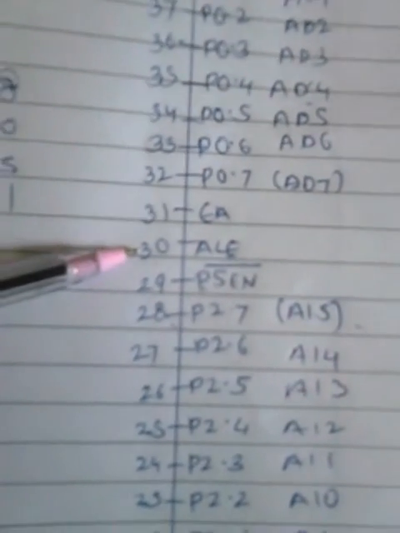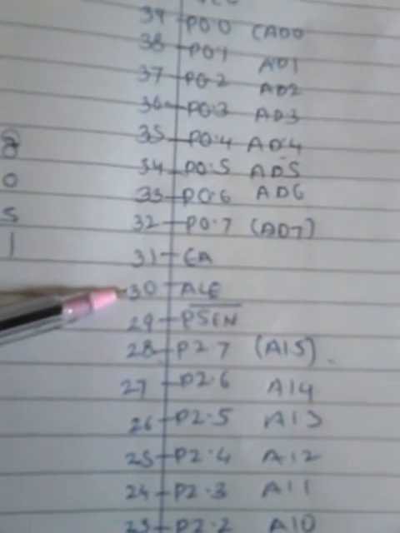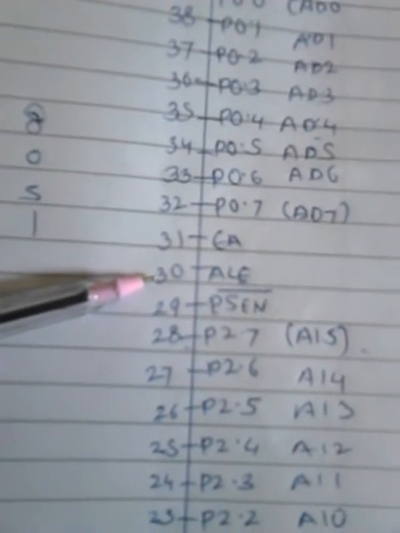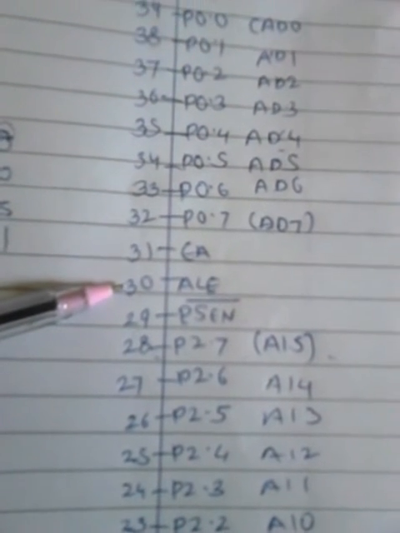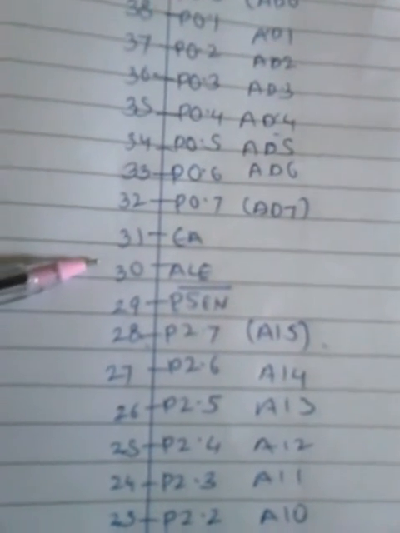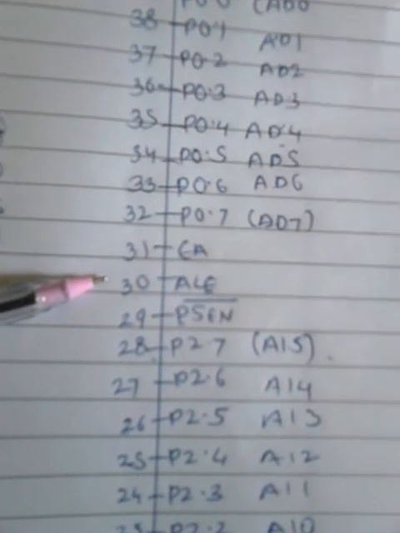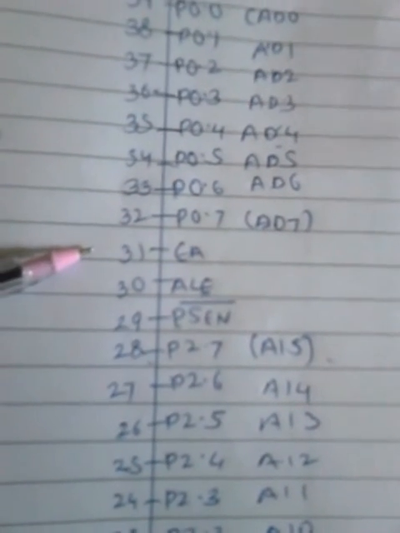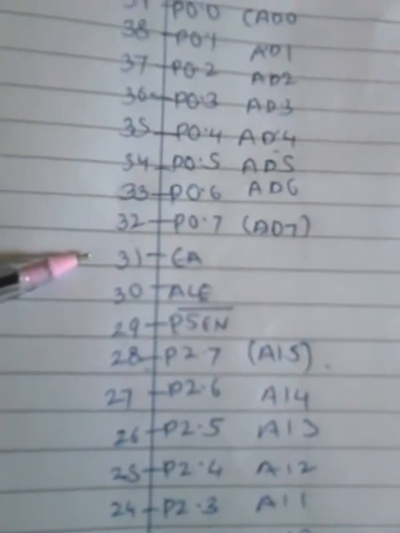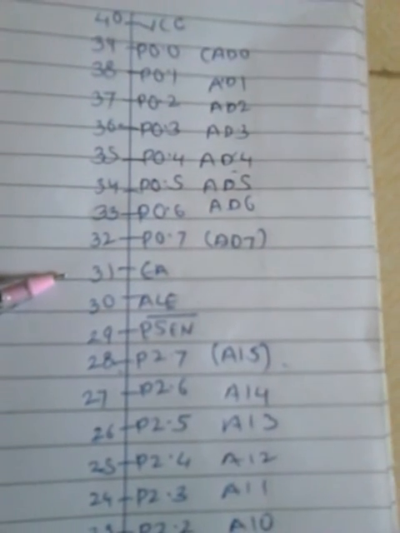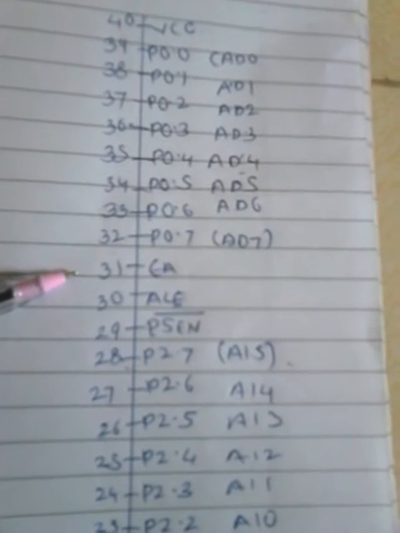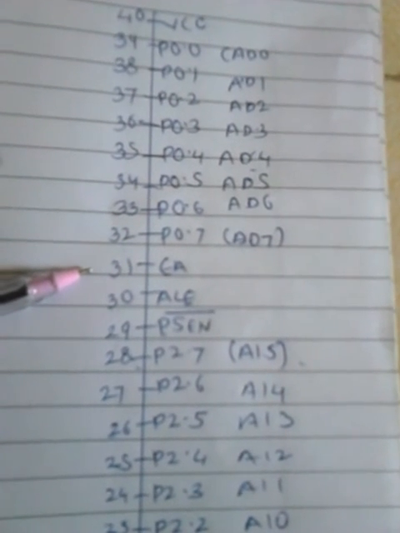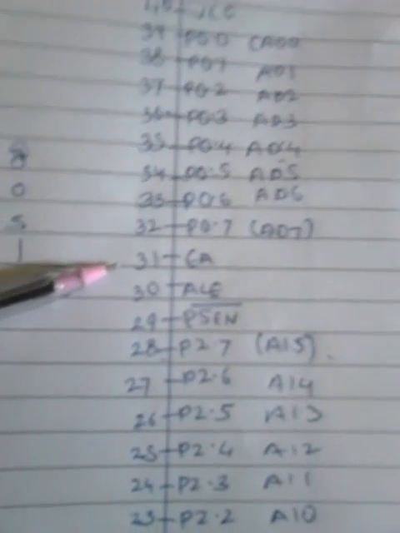Pin 30 is ALE, address latch enable. It is an output pulse for latching the low byte of the address, A0 to A7. This pin is used to access the external memory. And pin 31 is EA, external access. This pin must be grounded if we are using some external memory, because the 8051 has less memory.